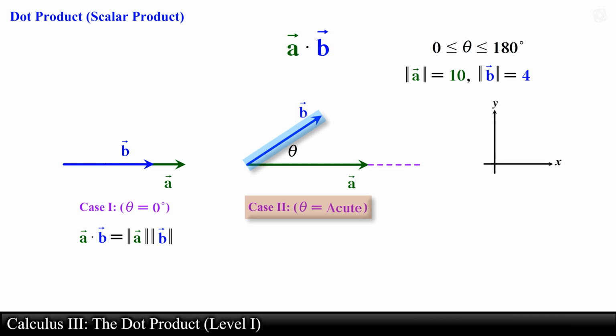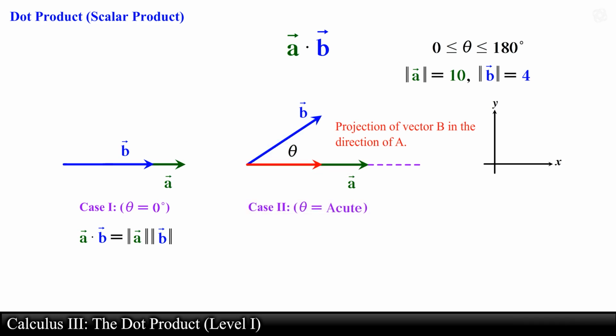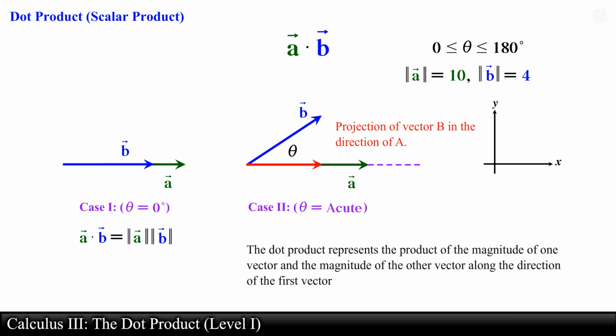But relative to an xy coordinate plane, the x component of vector B does just that and points in the same direction, or along the path of vector A. This is nothing more than the projection of vector B in the direction of A. In other words, some of vector B is projected onto vector A. We now have a way to take the direction of the vectors into account. In this sense, the dot product represents the product of the magnitude of one vector and the magnitude of the other vector along the direction of the first vector.